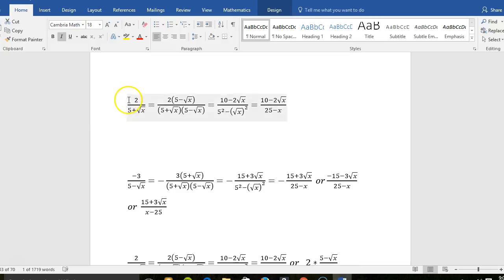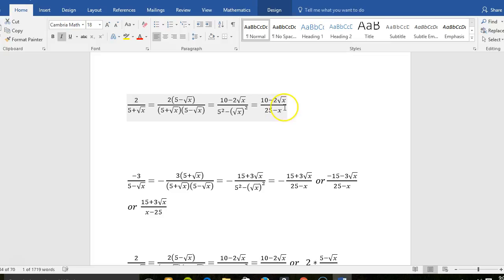And now let's put some x's into the mix. If you have 2 over 5 plus radical x, just stick 5 minus radical x down here and up here. And just distribute the 2. This time we can distribute the 2 on through. There's no point, just distribute it on through. You get 10 minus 2 radical x. Now, difference of squares, that's 5 squared is 25. And if you square radical x, you just get x itself right there. So you just get 10 minus 2 radical x over 25 minus x. And you can't really clean that up in any useful way.